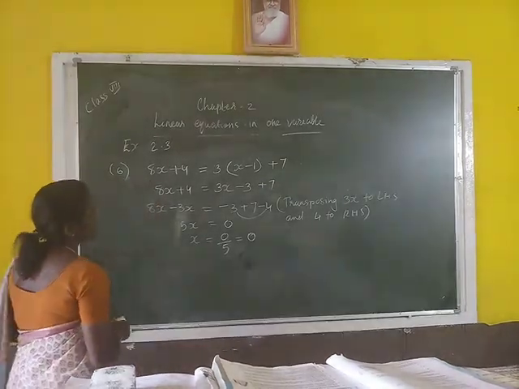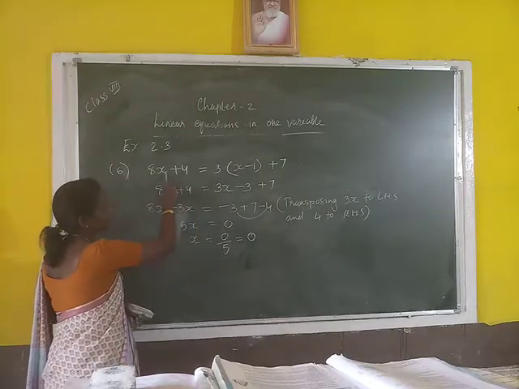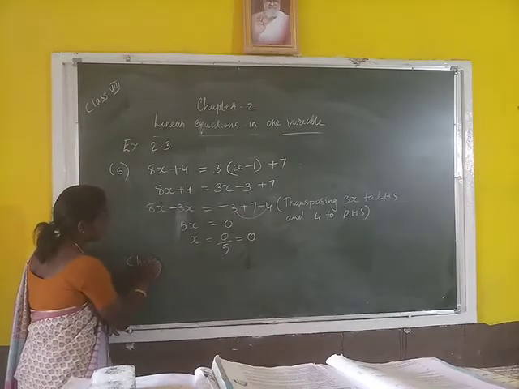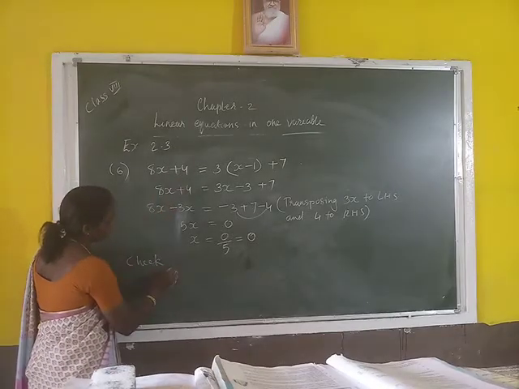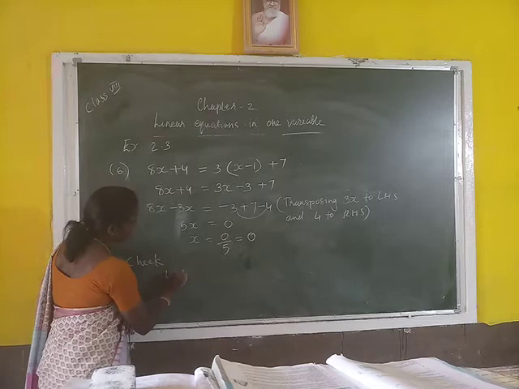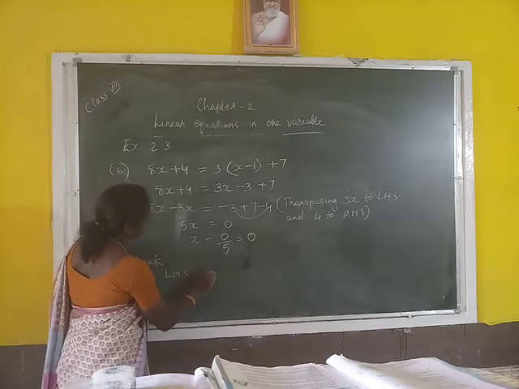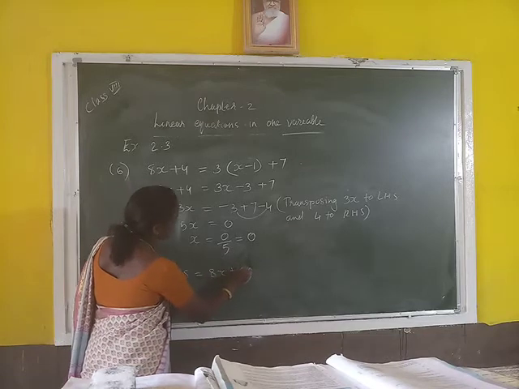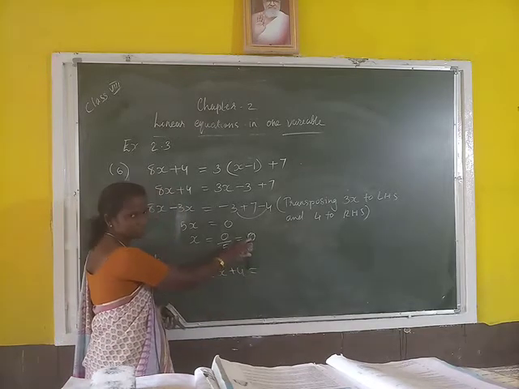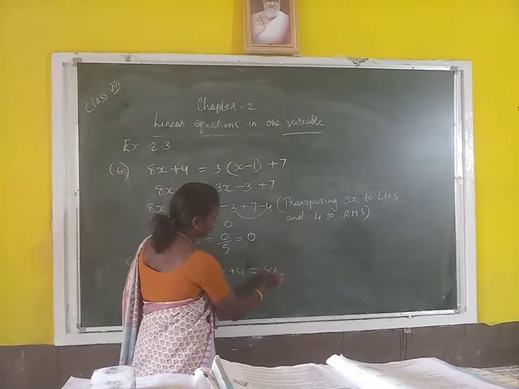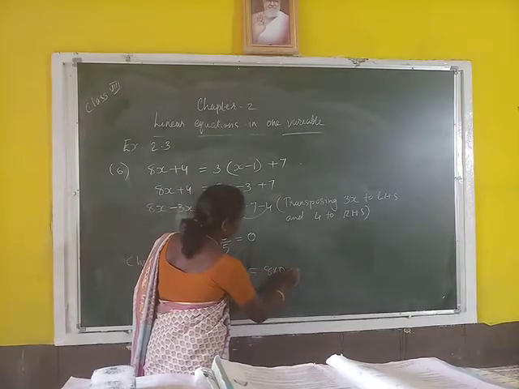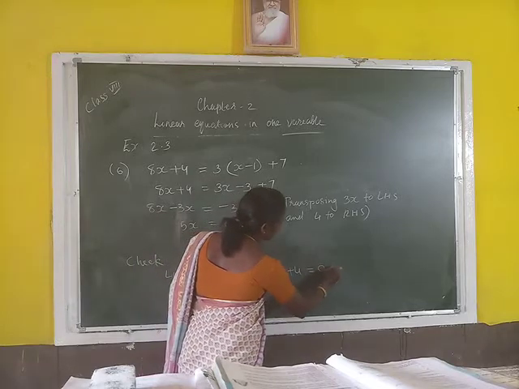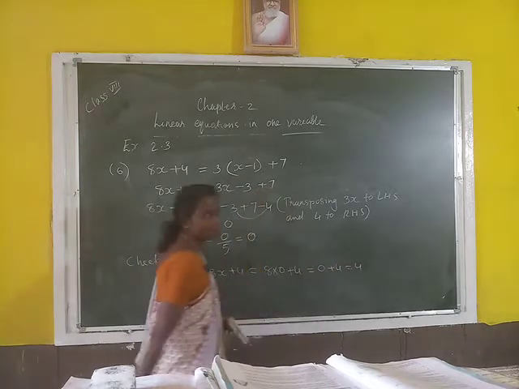Then you can check this: apply the value in place of x and check. Look, how to check? LHS: 8x plus 4, where x is 0. So 8 into 0 plus 4, which is 0 plus 4. So the answer is 4 here.